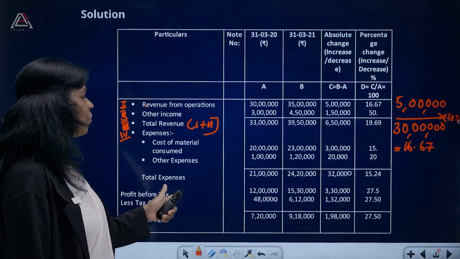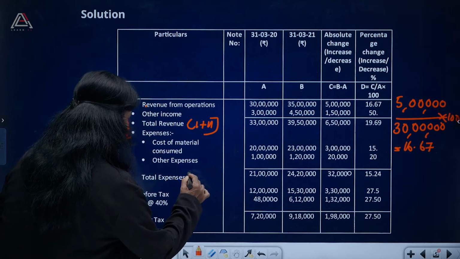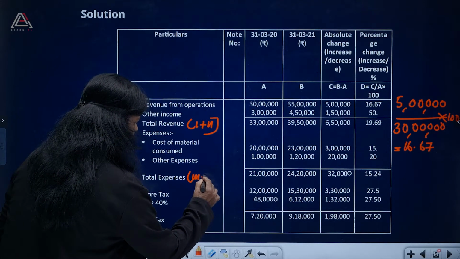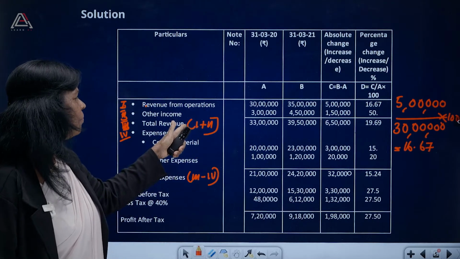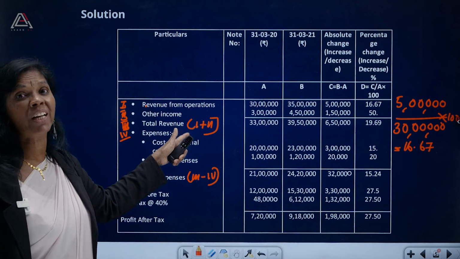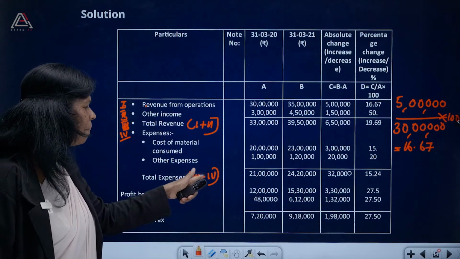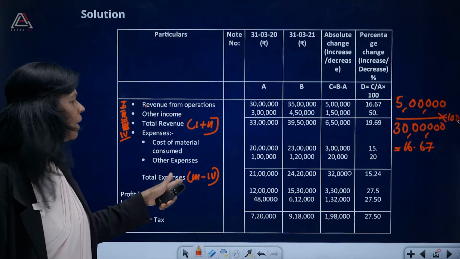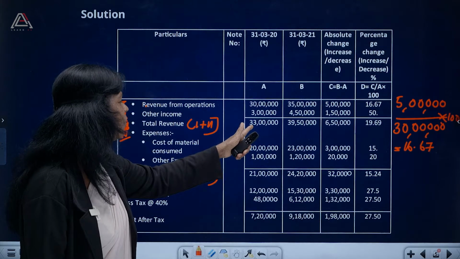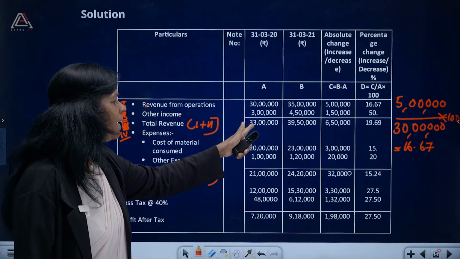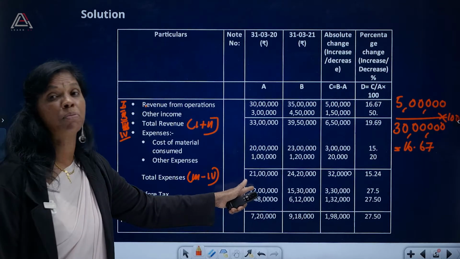Then profit before tax. How to find out profit before tax? 3 minus 4. What is it? Which item we have recorded in 3? That is total revenue. That is third item is total revenue. So 3 minus 4. 4 means total expenses, that is total expenses 21 lakh. Total revenue is 33 lakh. So 33 lakh minus 21 lakh we got, that is fifth item, 12 lakh.